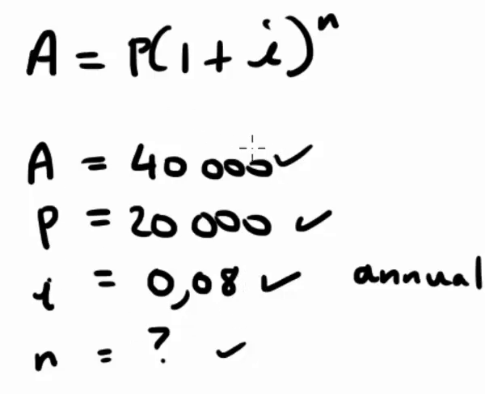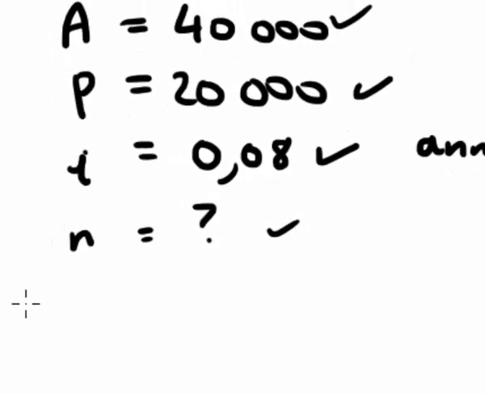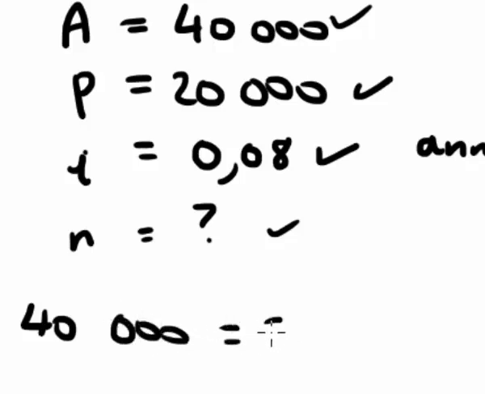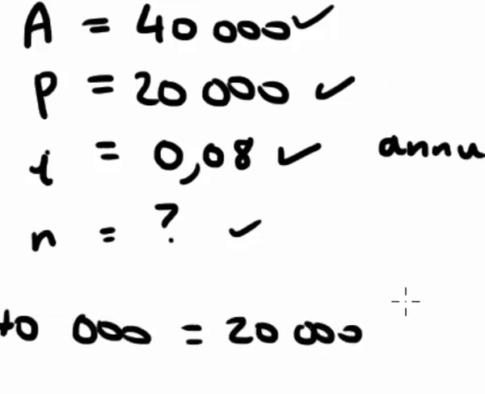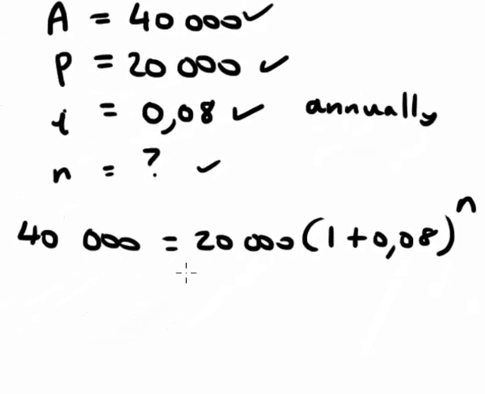Okay, now the question is, of course, we've got to find n, which you don't know how to do at this stage. But let's have a look if we plug the values in. Well, the accumulated amount is 40,000. The starting amount, the P, is 20,000. 1 plus your interest to the exponent n. Now we've got to solve for n. Well, this is easy. If you divide both sides by 20,000, 40,000 divided by 20,000 is 2. And then we're left with this. Okay, remember 1 plus 0.08 is this.